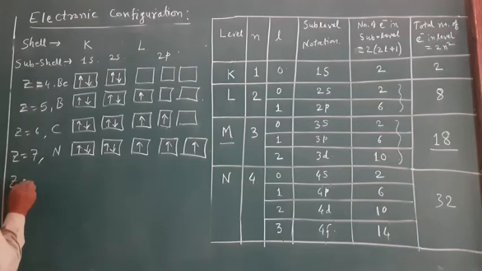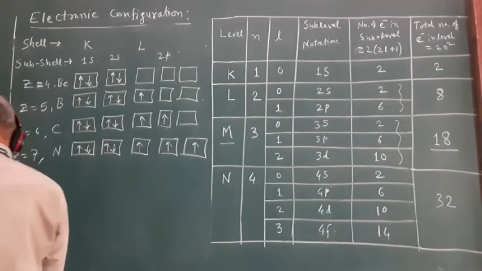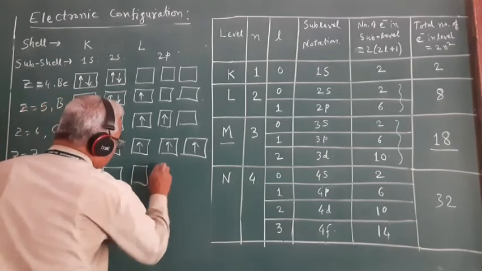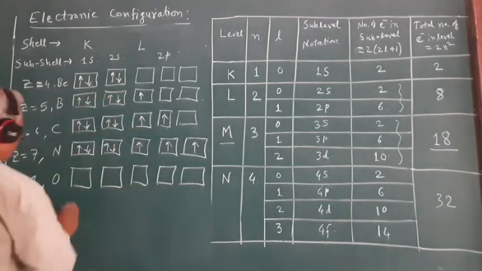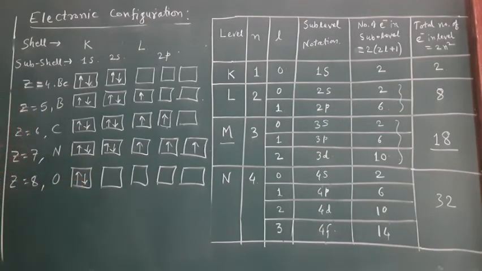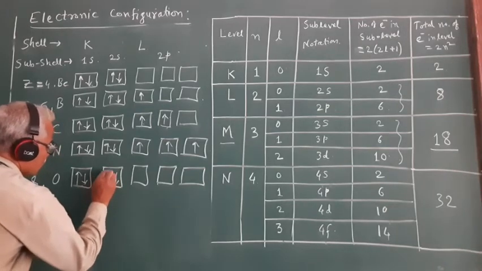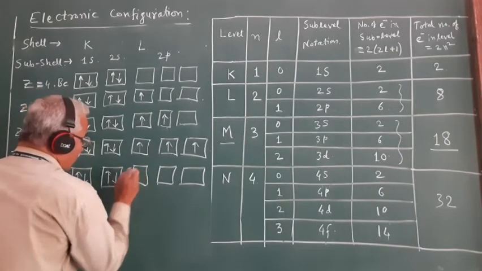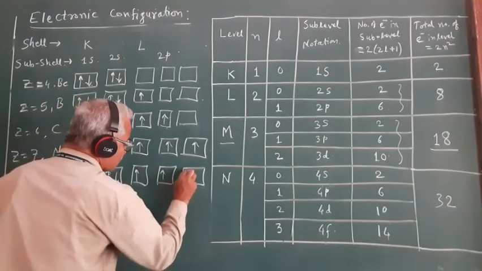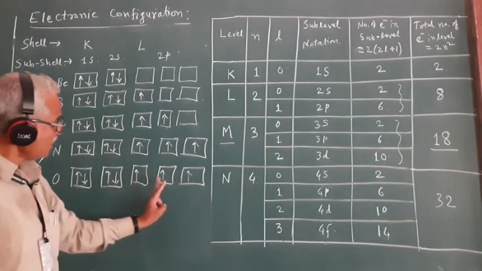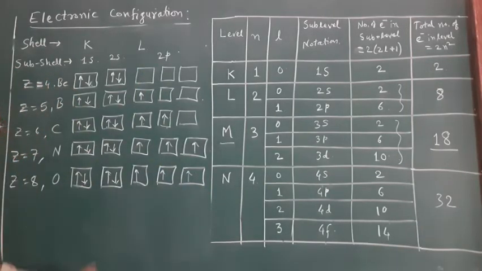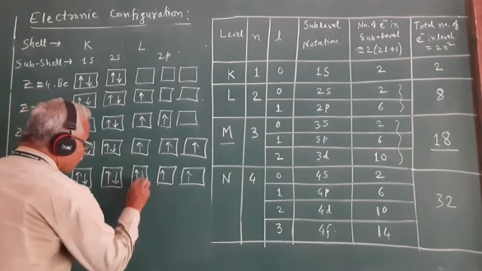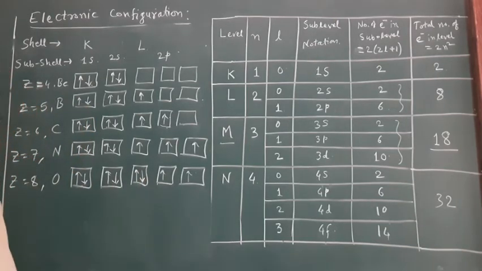So next is Z is equal to 8. Z is equal to 8 is oxygen, and out of these 8 electrons, 2 electrons will be accommodated in the 1s level, and 2 electrons will be accommodated in the 2s sub-level. Then the first 3 electrons will occupy 3 separate places in the 2p level, but one more electron remains, and that electron then gets paired with the first sub-level in the 2p state.